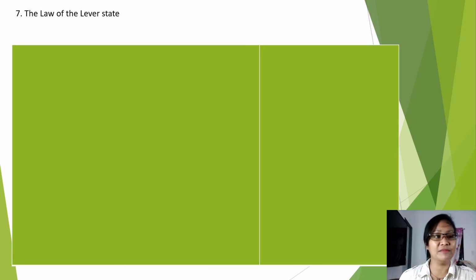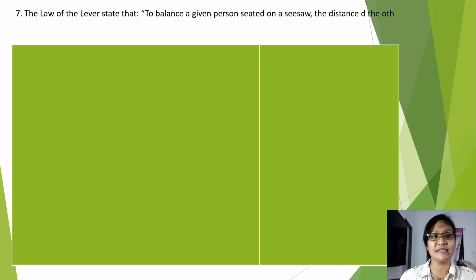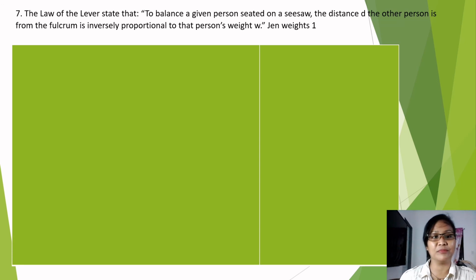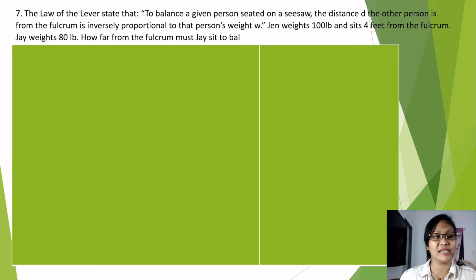Example number 7. The law of the lever states that to balance a given person seated on a seesaw, the distance d the other person is from the fulcrum is inversely proportional to that person's weight w. Jen weighs 100 pounds and sits 4 feet from the fulcrum. Jay weighs 80 pounds. How far from the fulcrum must Jay sit to balance the seesaw with Jen?